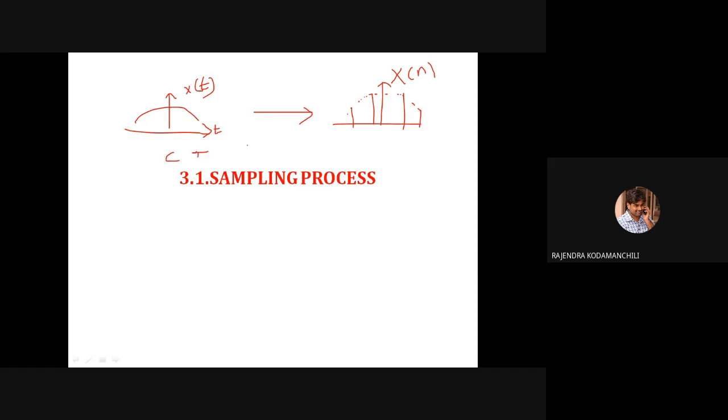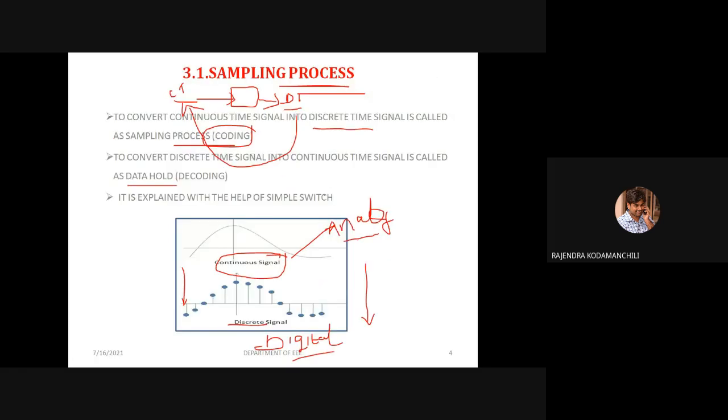This is called the sampling process. Technically, we call it coding. To convert a discrete-time signal into a continuous-time signal, it is quite the opposite. Converting a discrete-time signal into a continuous-time signal is called data hold. This is called decoding.